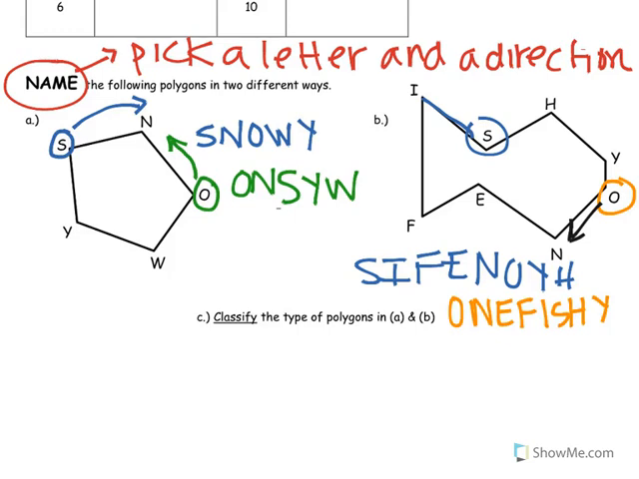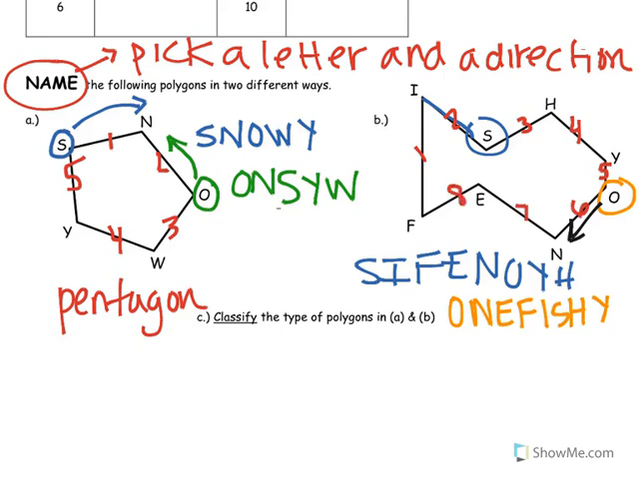All right, and then part C says classify the type of polygons in A and B. And so classifying is what we did before. So if I'm looking at part A, this has 1, 2, 3, 4, 5 sides. So part A is a pentagon. If I'm looking at B, the one fishy, that's 1, 2, 3, 4, 5, 6, 7, 8 sides. That is an octagon.